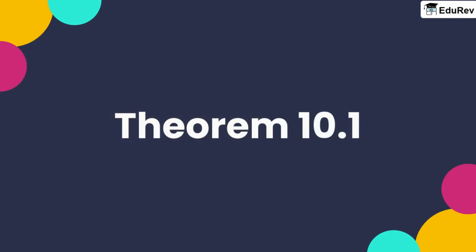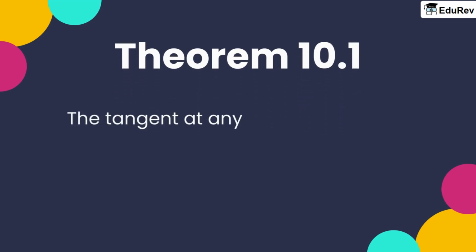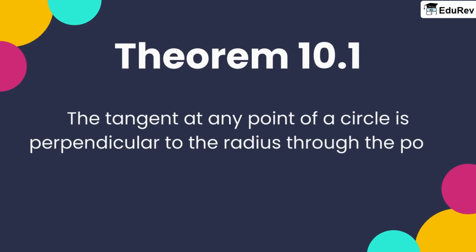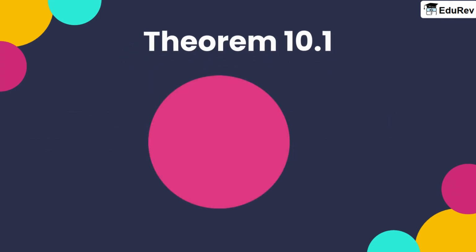Next, we are going to study and prove the theorem 10.1. The theorem states that the tangent at any point of a circle is perpendicular to the radius through the point of contact. Now let us prove the statement of the theorem. We are given a circle with center O and a tangent XY to the circle at a point P. We need to prove that OP is perpendicular to XY.